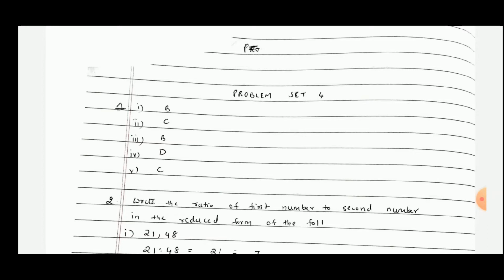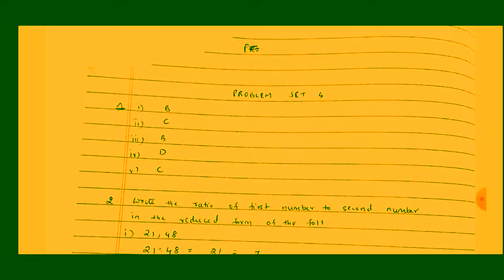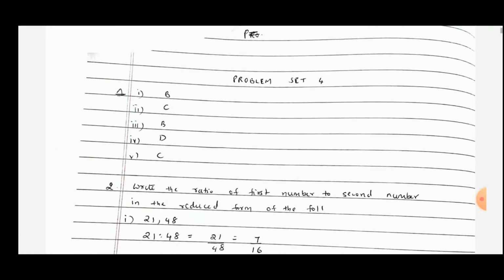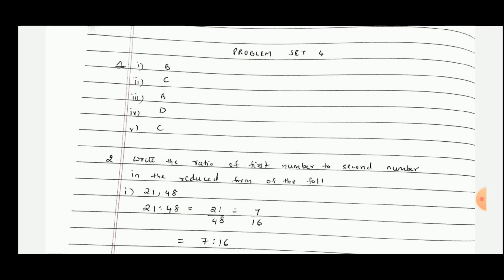What is the ratio of 1 millimeter to 1 centimeter? 1 centimeter is equal to 10 millimeters. So 1 upon 10. The ages of Jatin, Nitin and Mohsin are 16, 24 and 36 respectively. What is the ratio of Nitin's age to Mohsin's age? So 24 is to 36, that is equal to 4 is to 3. So answer C. 2 is to 3, so answer is B.